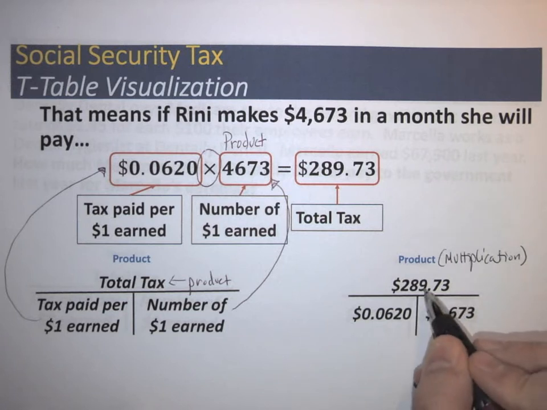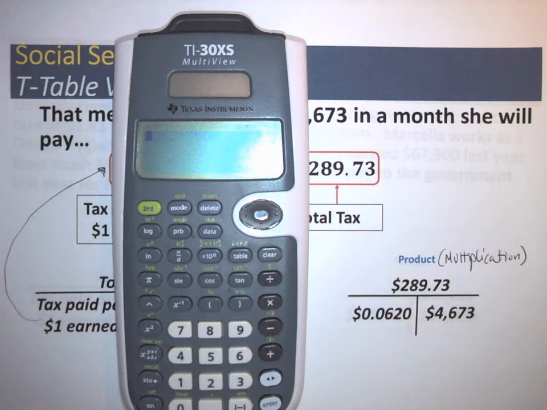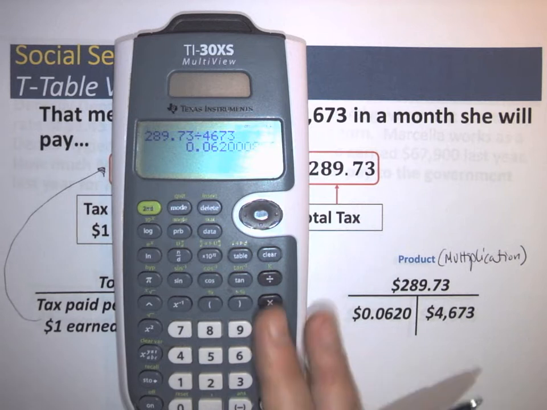If this is the total tax, and I divide by the amount paid per dollar, then that's going to give me the total amount made. Or if I take the tax and I divide by the total amount made, that's going to give me the amount I'm paying per dollar.